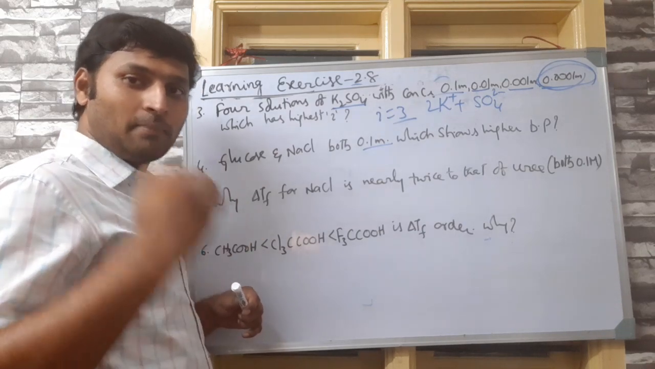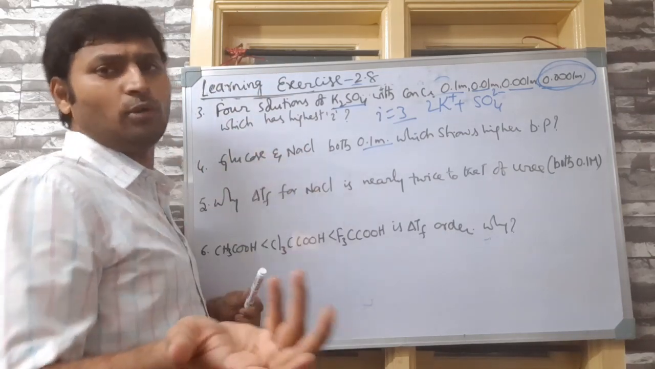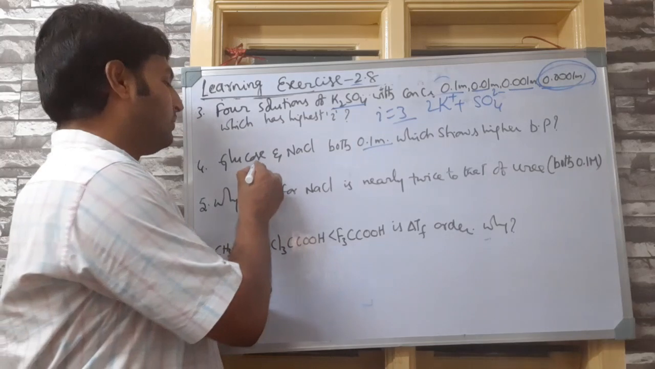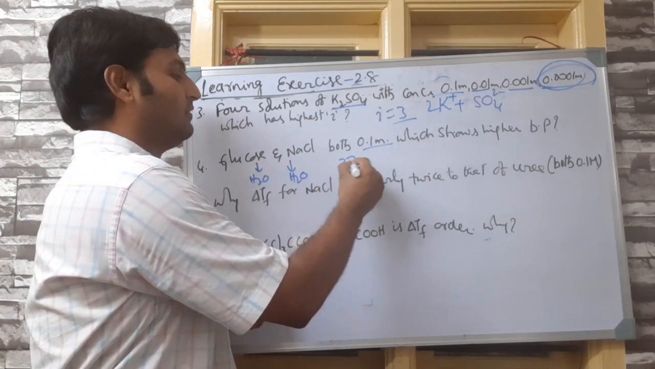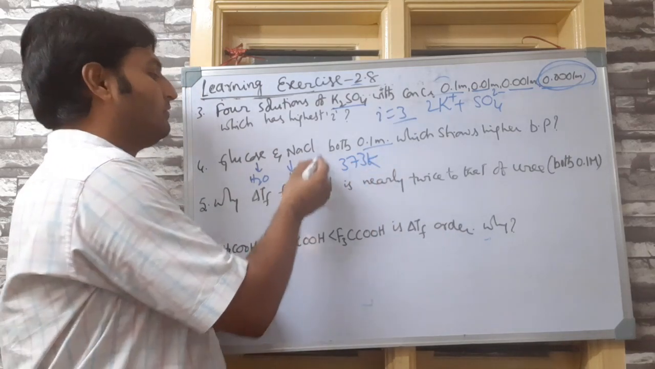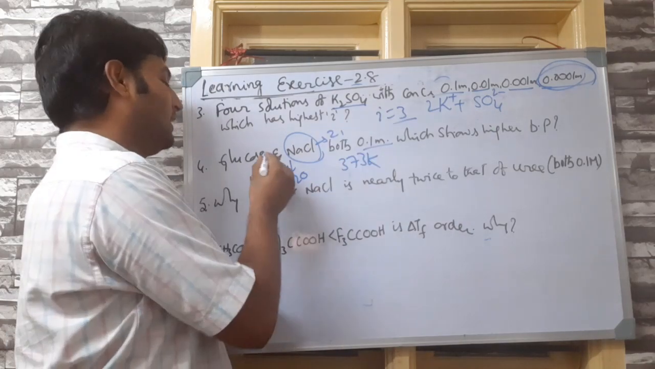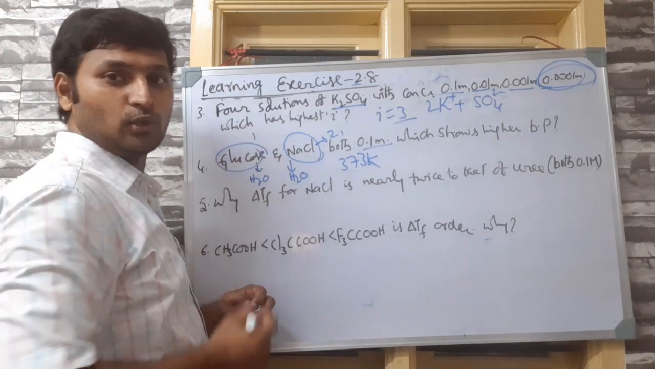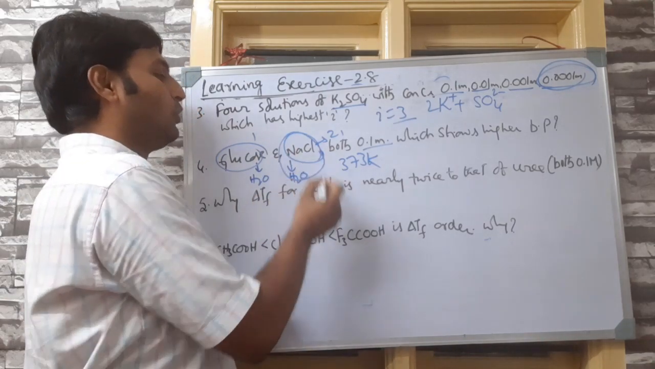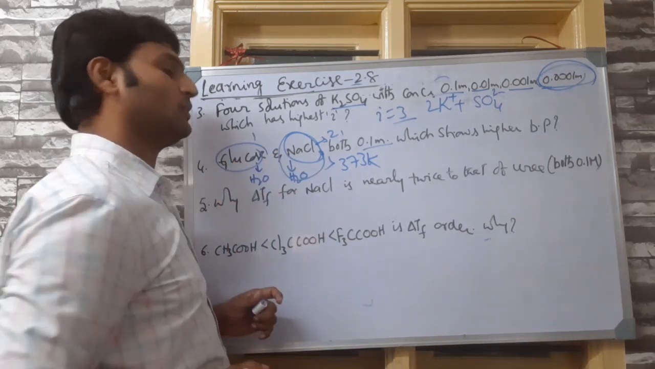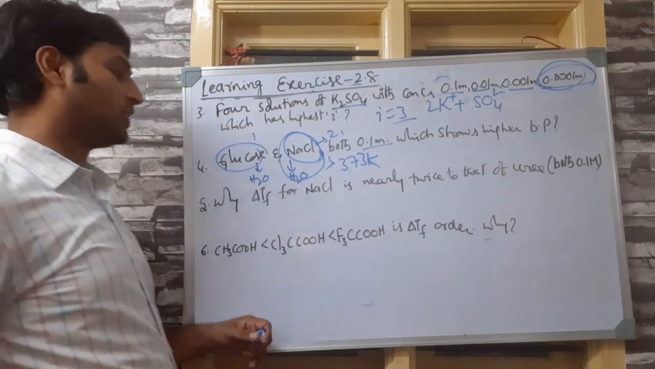Means the more the number of solute particles produced, the more will be the elevation. And that solution will have a higher boiling point, obviously, because both must be dissolved in water. So water generally has a boiling point of 373 Kelvin. Now because of dissolution of NaCl, boiling point would have increased much more because it produces two particles, whereas glucose produces only one particle because glucose does not undergo any dissociation. That's why the aqueous solution of sodium chloride shows a higher boiling point than the aqueous solution of glucose. Clear? That is second. Then question number 5.